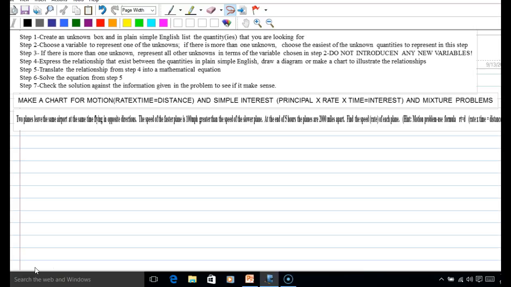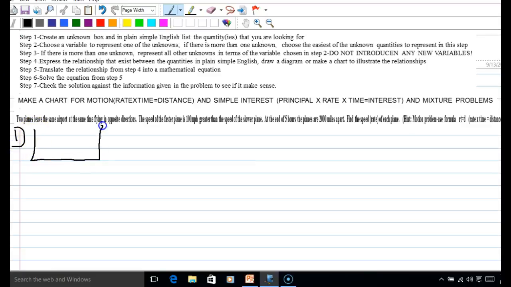Hint: this is a motion problem, so we know we're going to use the formula rate times time is equal to distance. So we're going to again use these 7 steps for solving this particular problem. The first thing we need to do is begin with our unknown box. In that unknown box, in plain simple English, we're going to describe the two quantities that we're looking for.